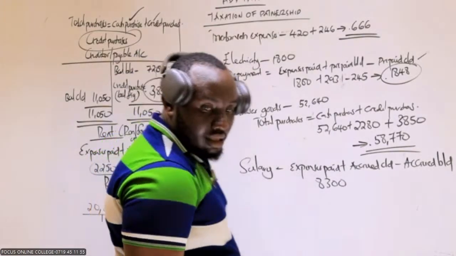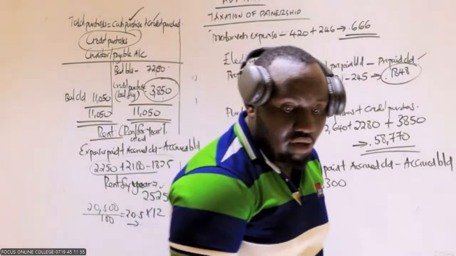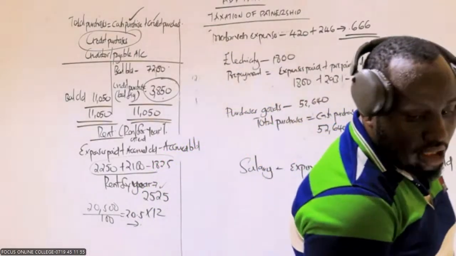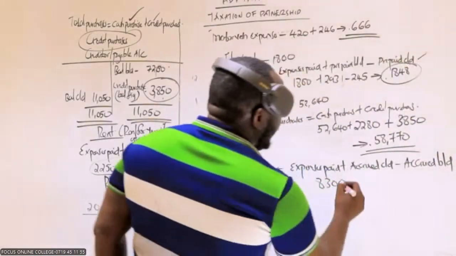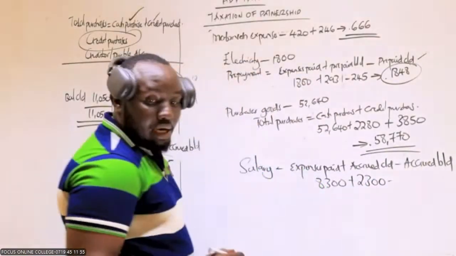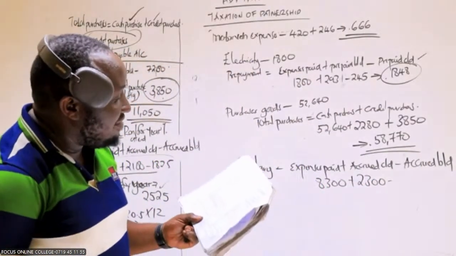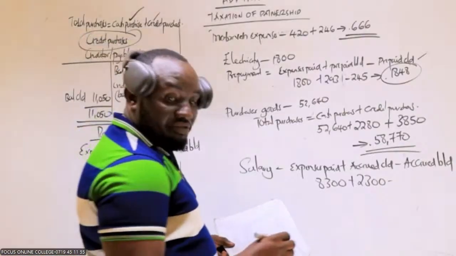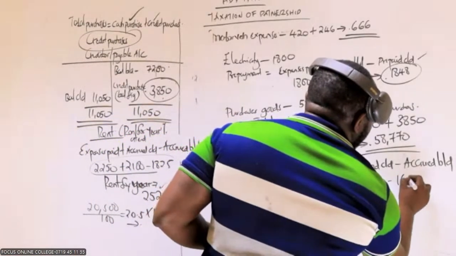carried down? Somebody give me the accrued carried down for the salary. The accrued carried down should be a figure of 23. So then we have accrued brought down. What is the figure for the accrued brought down? That is a figure of 160.